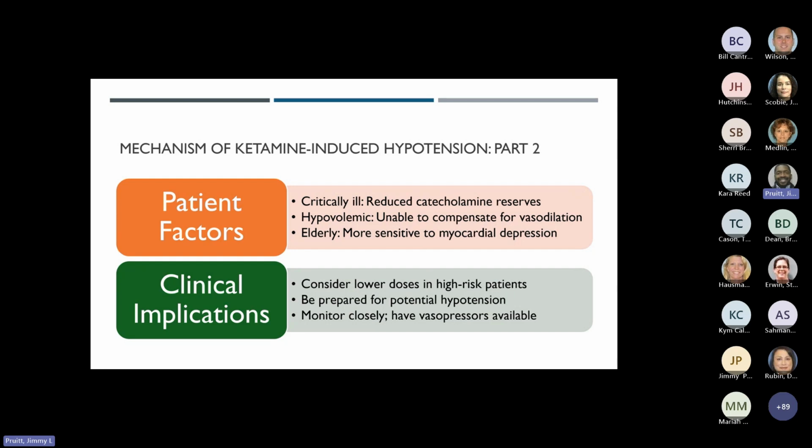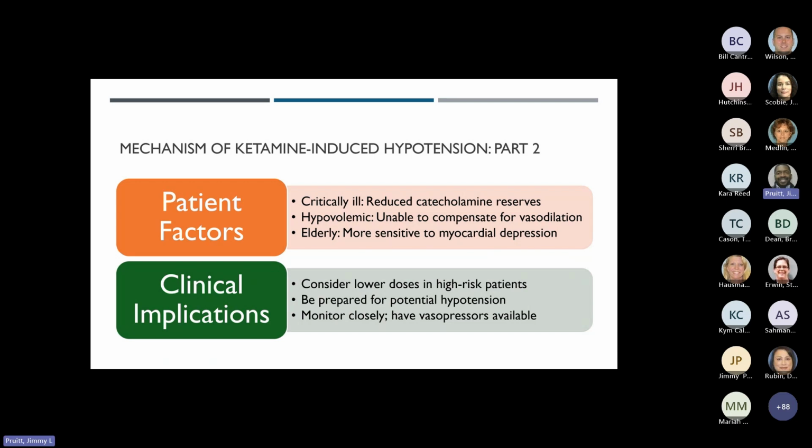And elderly patients may be more sensitive to myocardial depression. They may also not have a lot of catecholamines at baseline compared to a younger person. So reuptake inhibition at the receptor is not going to do much for these elderly patients.